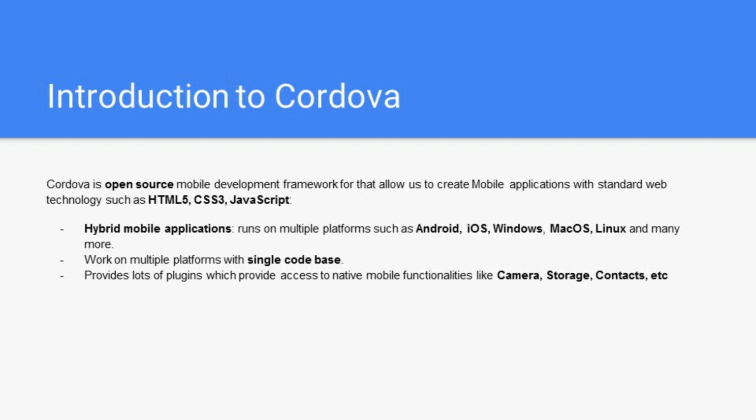If you are a web developer and want to create a hybrid mobile application which runs on multiple platforms such as Android, iOS, Windows Phone, Windows 10, and many more, Cordova became very popular because it works on multiple platforms with a single code base. Cordova provides lots of plugins using which we can access native mobile functionalities like camera, storage, contacts, etc. With the command line interface we can add multiple platforms for our application as well as plugins. We can also build and run our application in it.